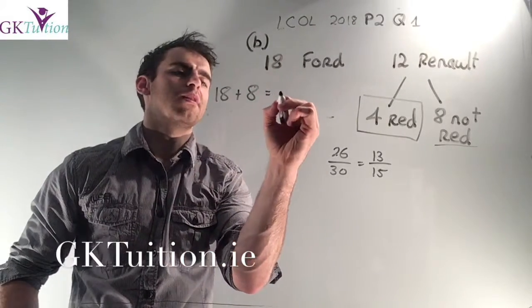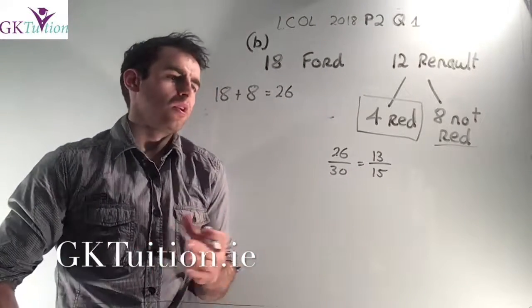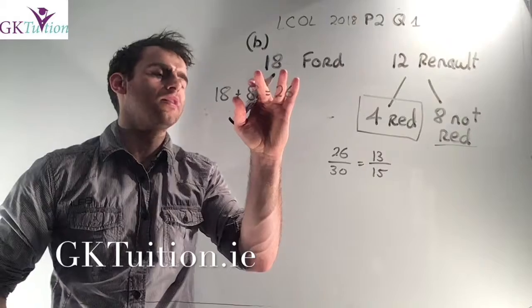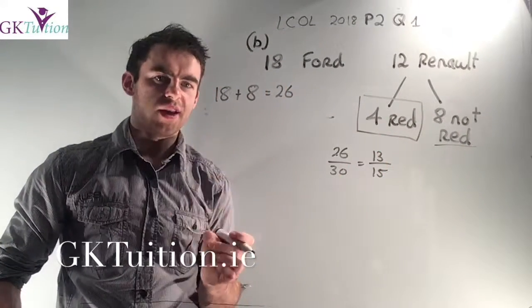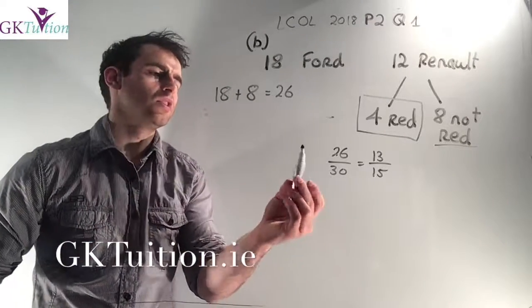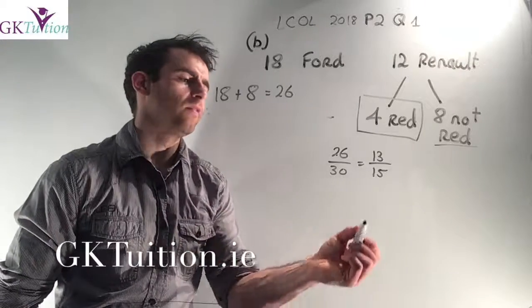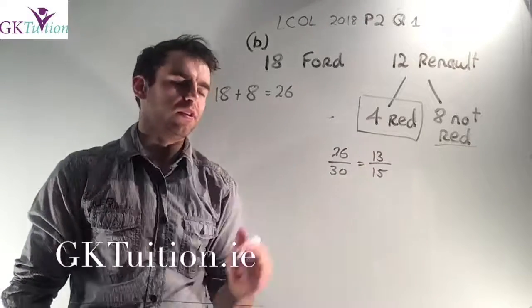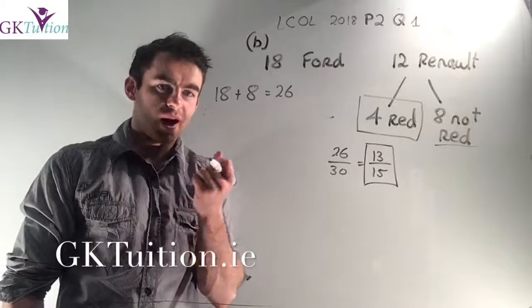18 plus 8 means the total number of cars they're talking about here is 26. I want to know what is the probability that I either take one of these or one of these, but make sure that I don't take a red Renault car. There's 30 cars in total, so the chances of that is just 26 over 30, which if you simplify it fully, in probability it's 13 over 15. That's the chances that you will either pick a Ford car or a car that's not red.